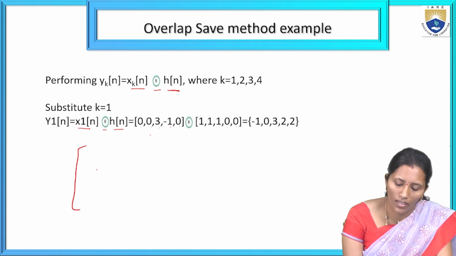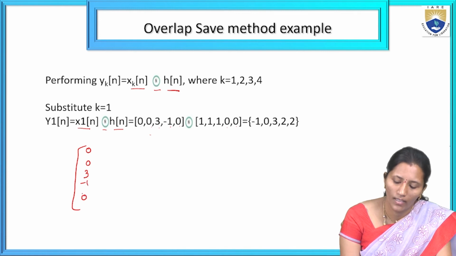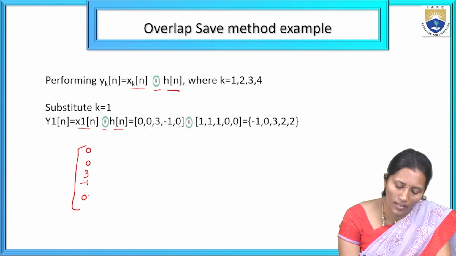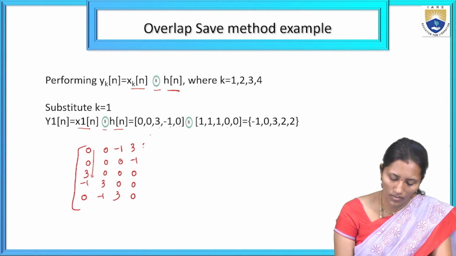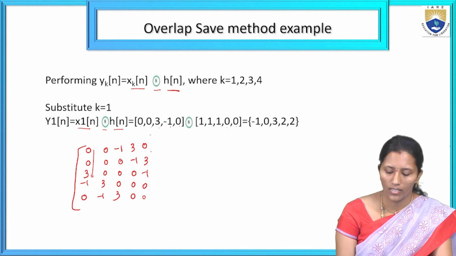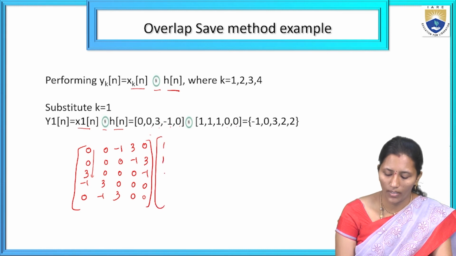So how to perform circular convolution? 0, 0, 3, minus 1, 0. Okay, this 0 will come first and these bits will come down. 0, 0, 3, minus 1 and minus 1, 1 come here. 0, 0, 3 and 3, minus 1, 0, 0, 0. Okay, and 0, 3, minus 1, 0, 0. If we again rotate this sequence, we will get the first sequence. So we have to stop here, and 1, 1, 1, 0, 0.